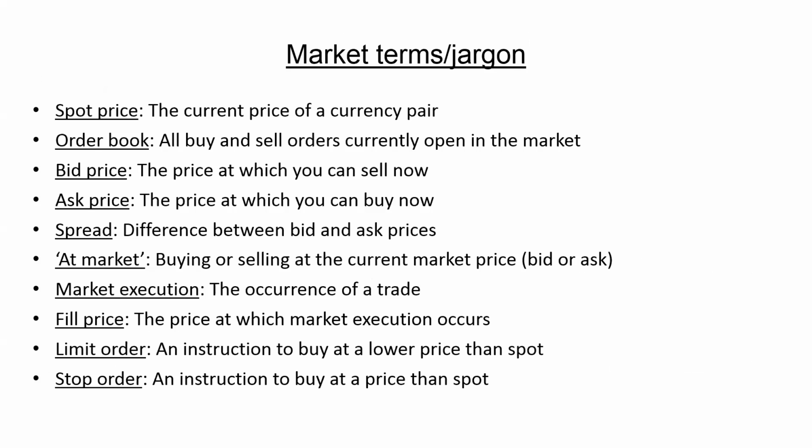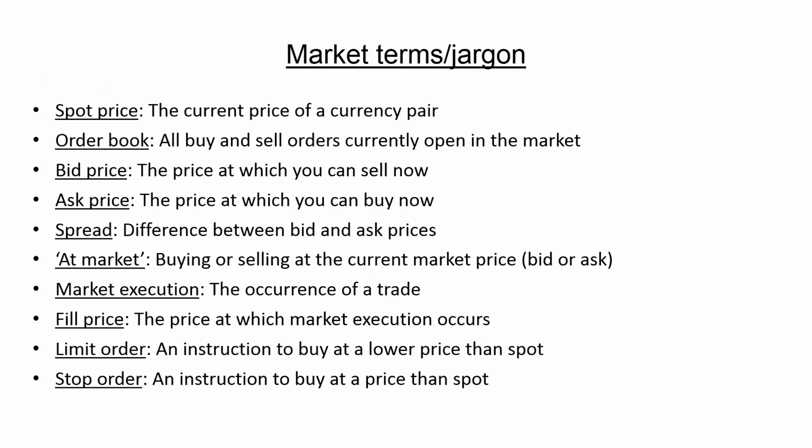Okay, now we're going to talk a bit about some of the jargon, because in the foreign exchange market, and in financial markets in general, there's a lot of jargon. So let's talk about some of the jargon that you'll hear around the foreign exchange market. First thing is the spot price. What is the spot price? The spot price is simply the current value, the current price of a currency pair.